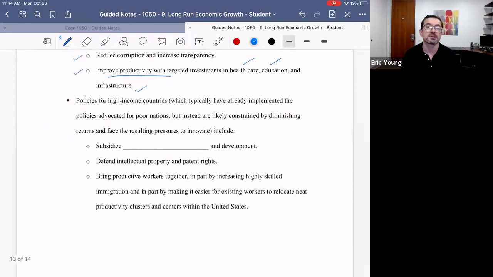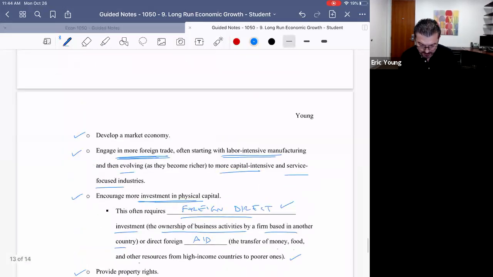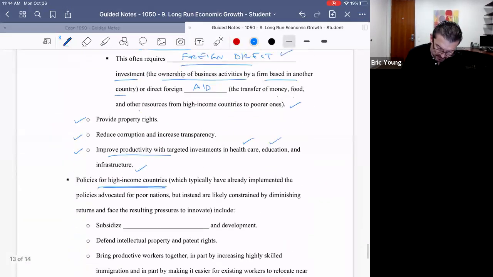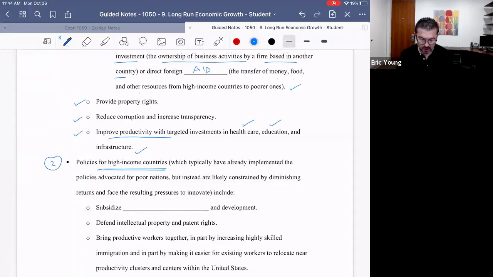So those are some options that the poor world has. Of course, easier said than done, okay? On the other hand, if you think about it, richer countries, right? So we're going to call this one 2. So number 1 was our poor countries.